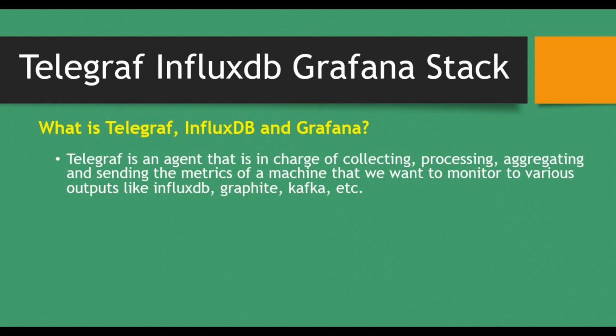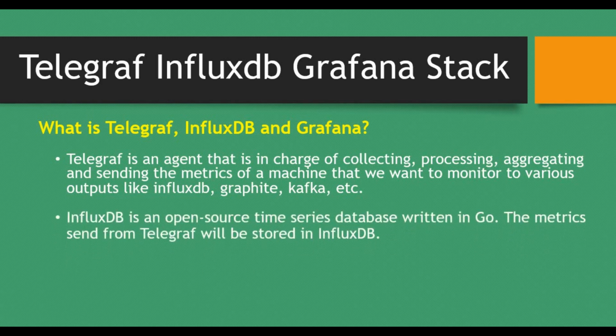Telegraf is an agent in charge of collecting, processing, aggregating and sending the metrics of the machine that we want to monitor to various outputs. InfluxDB is one of the outputs which will collect the data sent from Telegraf. It can be other outputs like Graphite, Kafka, or any others. In our case we are going to use InfluxDB 2.0. InfluxDB is an open source time series database written in Go, and the metrics sent from Telegraf will be stored in it.